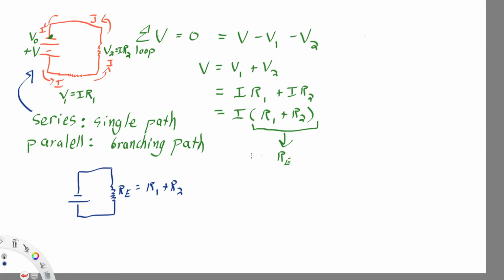Okay, so in a series circuit, we have a fairly simple relationship between the component resistors and the overall resistance of the circuit. We have a little bit more complicated situation if we've got a parallel circuit.